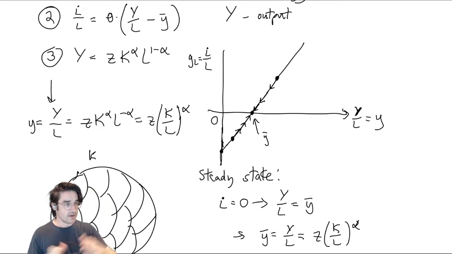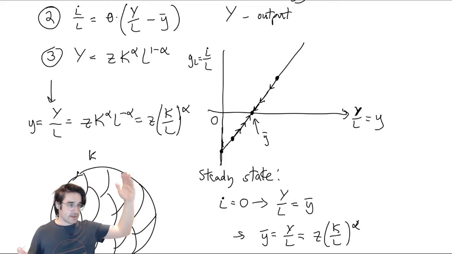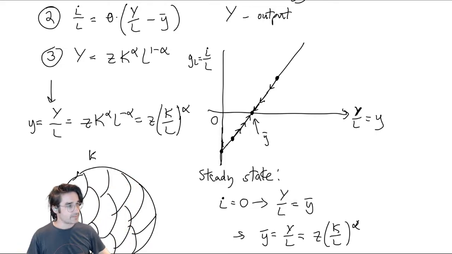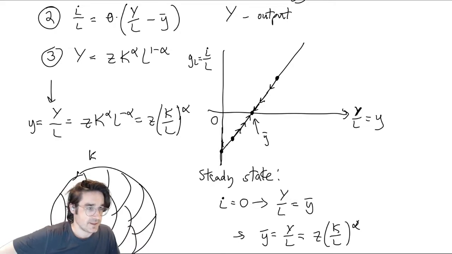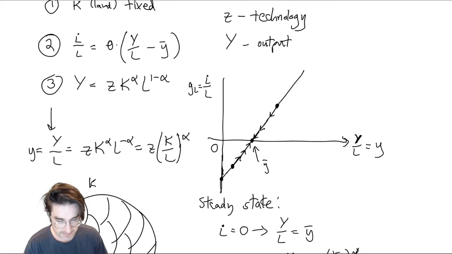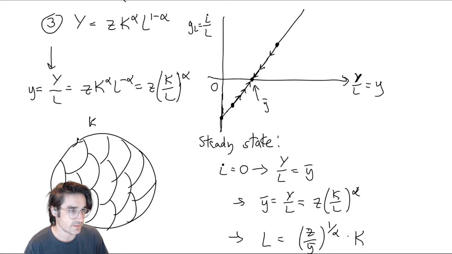So really, this is a stable model. No matter where you start, you're going to end up at Y bar, as one unique, globally stable steady state that's also locally stable. And that's pretty much it. This is a pretty friendly model in the sense that it gives you a unique, stable steady state. So that's the basic Malthusian model.